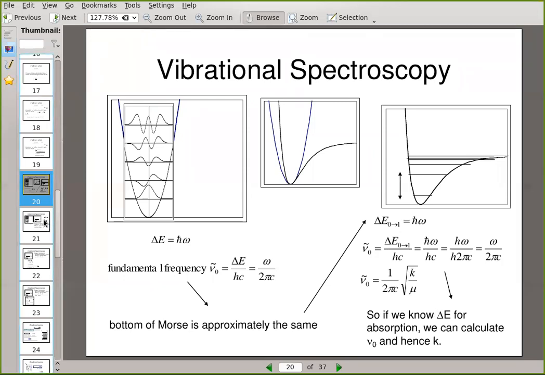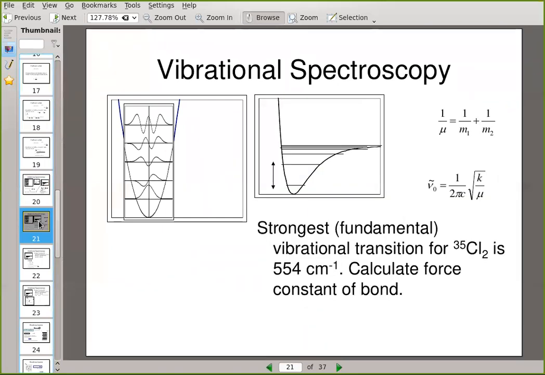So here's an example that I would like to have a look at. I did some digging on the web, and I found in some databases that the strongest fundamental vibration transition for 35Cl2 is 554 centimeters to the minus 1. So calculate the force constant of the bond. Just think what we've got. We've got to have the reduced mass to be able to sort this out.